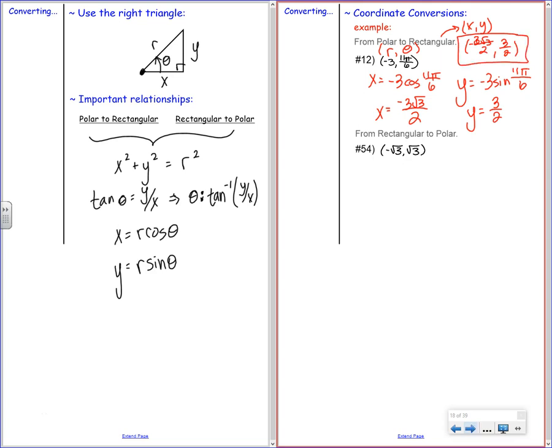Or if I was going from rectangular to polar, I could see this guy as an x and a y trying to get to an r and a theta and say, do I have formulas that say, give me x's, give me your y's, and I'll give you an r? Yeah. Pythagorean theorem. Negative root 3 squared plus root 3 squared equals r squared. Isn't that just going to be 3 plus 3 is 6? So is r just going to equal the square root of 6? Plus or minus?